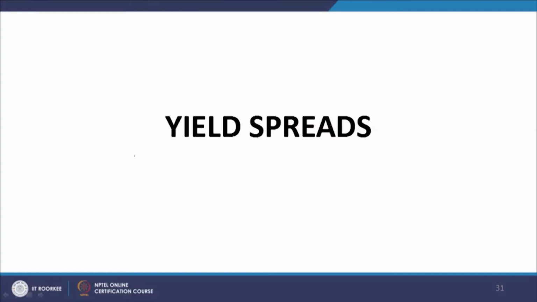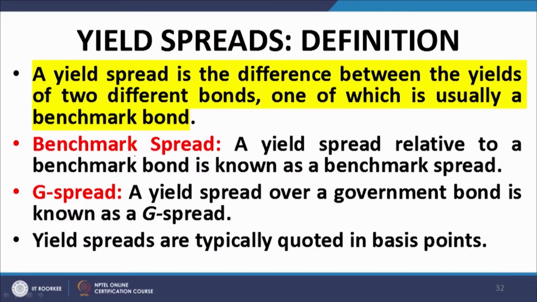Now, we talk about yield spreads. What are yield spreads? A yield spread is the difference between the yields of two different bonds, one of which is usually a benchmark bond.